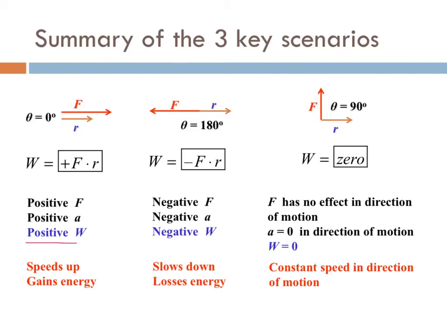If we have a positive work done, that means we're adding work to the system. So our object should speed up or gain energy. If we have a negative work, that means we're taking energy away from the system. So it's going to slow down or lose energy. Again, if no work is done, then we should have a constant speed in the direction of motion. We're not adding speed, we're not taking speed away. We're not adding energy, and we're not taking any away.